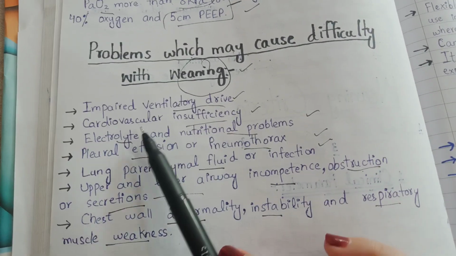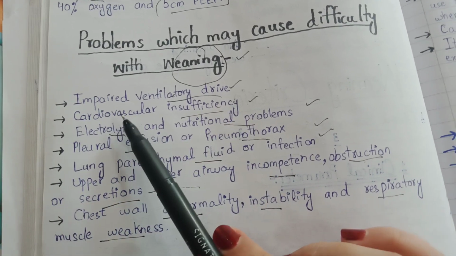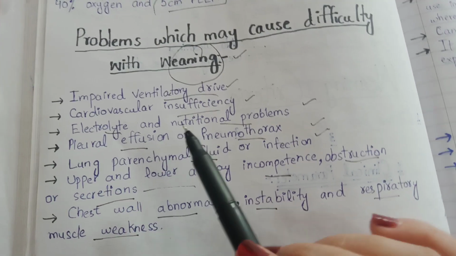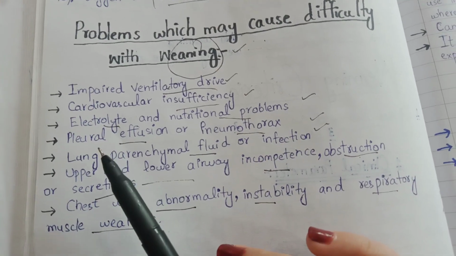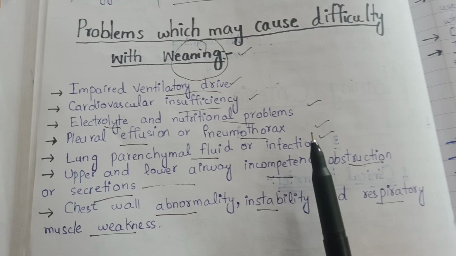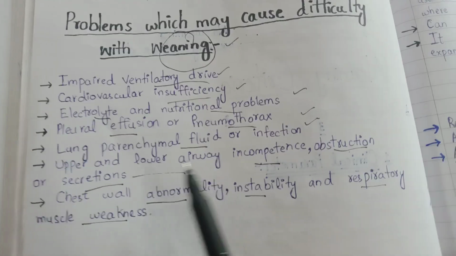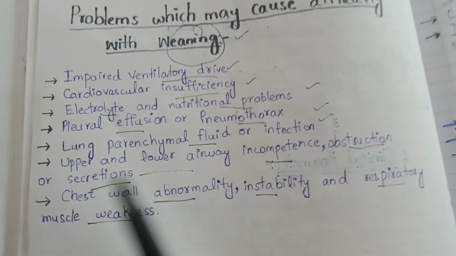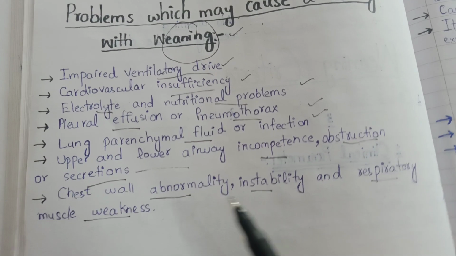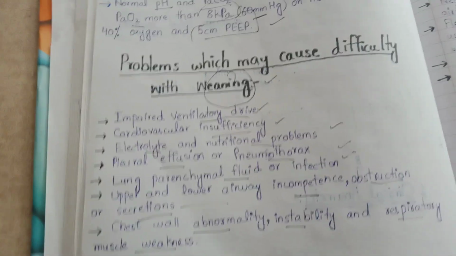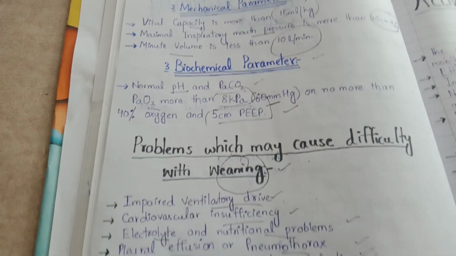First problem is impaired ventilatory drive. Second one is cardiovascular insufficiency. Third one is electrolyte and nutrition problems. Fourth one is pleural effusion or pneumothorax. Then lung parenchymal fluid or infection, upper and lower airway incompetence, obstruction or secretions, and chest wall abnormality, instability, and respiratory muscle weakness. That was all about today's lecture about weaning.